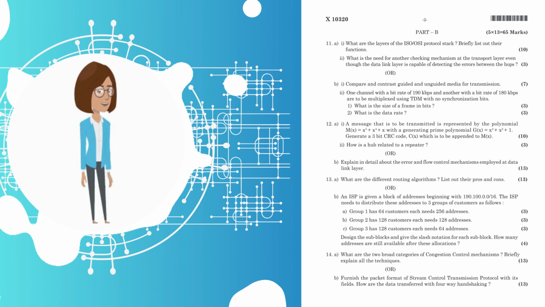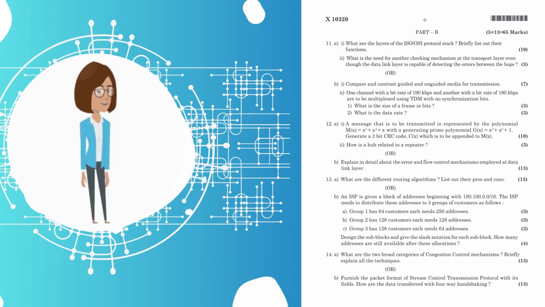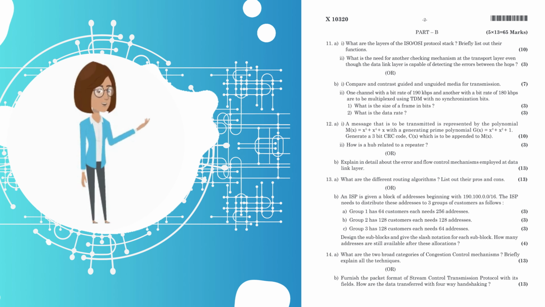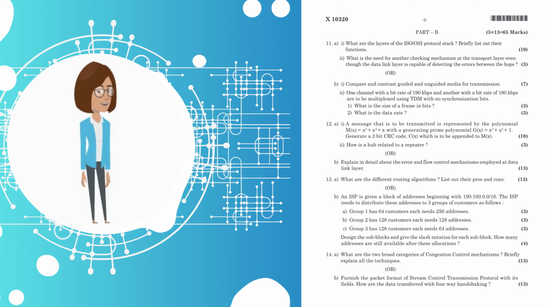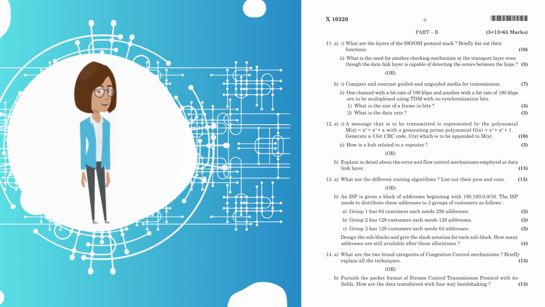14a. What are the 2 broad categories of congestion control mechanisms? Briefly explain all the techniques. Or B. Furnish the packet format of stream control transmission protocol with its fields. How are the data transferred with 4-way handshaking?